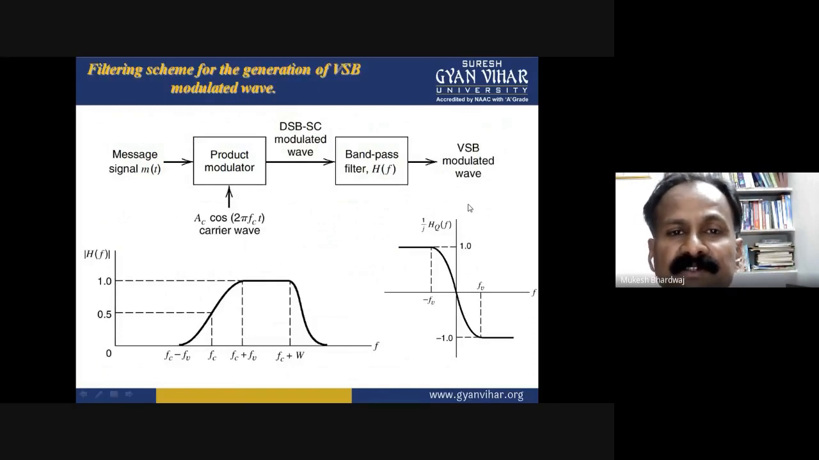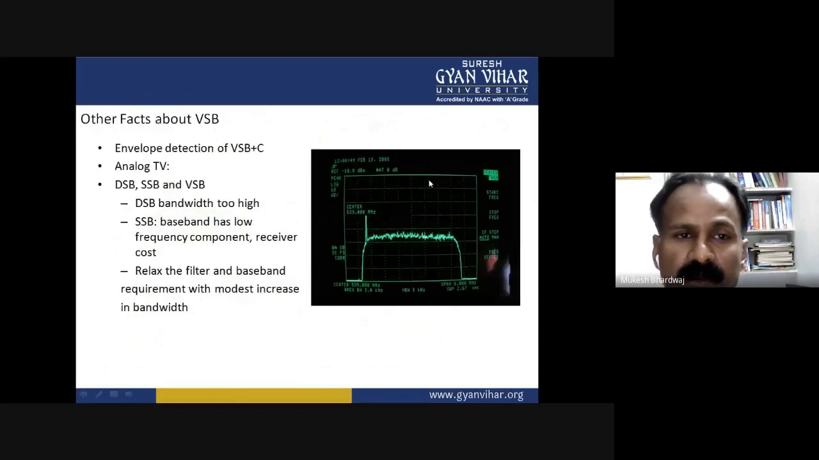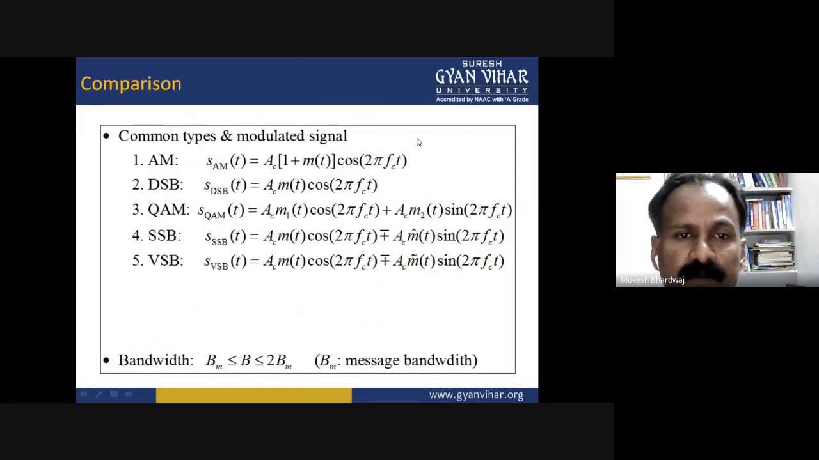Filtering scheme for the generation of VSB modulated wave. This is the block diagram representation for the filtering scheme. This is the mathematical equation and the block diagram for the VSB transmitter, transceiver. Other facts about the VSB: comparison, common types and amplitude signal. This is the tabular chart for the comparison of amplitude modulation, double sideband, quadrature amplitude, single sideband, vestigial sideband.